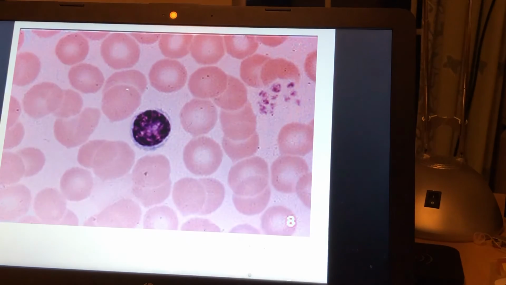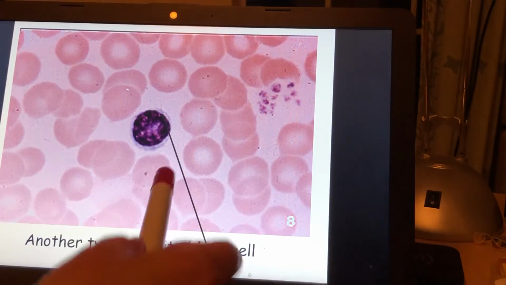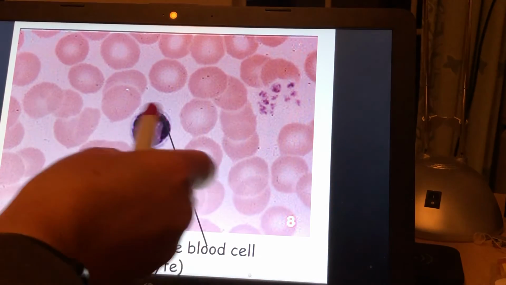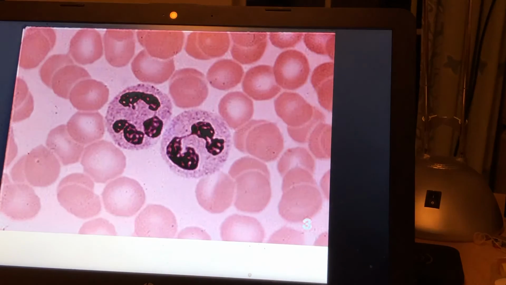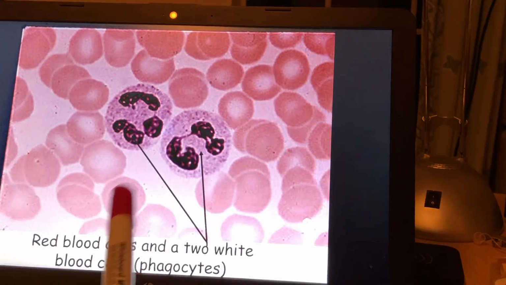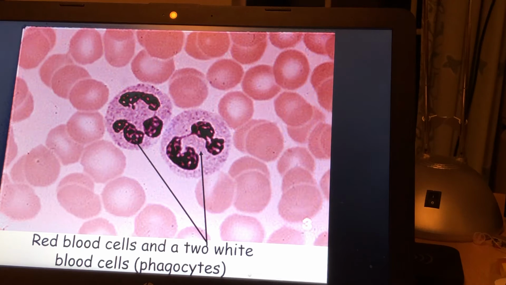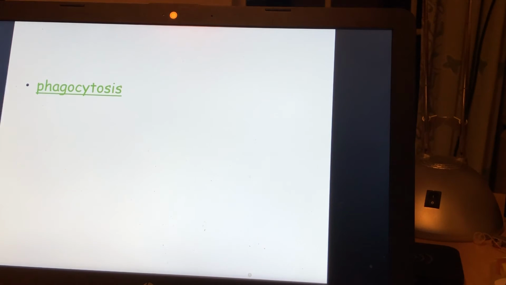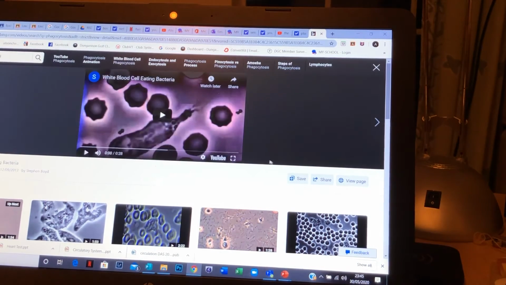Going back to the light microscope, lots of red blood cells, and one lymphocyte, a special type of white blood cell, in the middle. The lymphocytes are the ones that make antibodies. More red blood cells again, and 2 white blood cells, and these white blood cells are called phagocytes. The phagocytes are the ones that engulf and digest the bacteria or whatever has infected your blood.